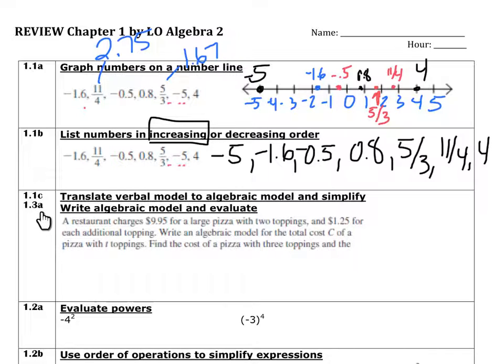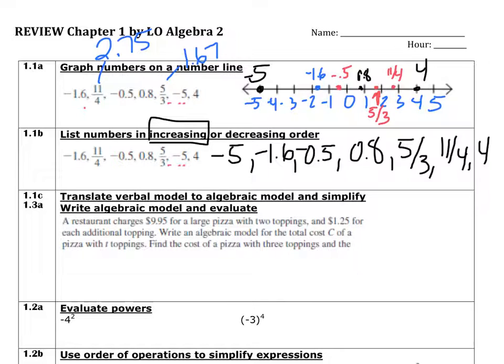1.1c and 1.3a are similar. Translate the verbal model to algebraic model and simplify, or write an algebraic model and evaluate. So here's a scenario. A restaurant charges $9.95 for a large pizza with 2 toppings, and $1.25 for each additional topping. Write an algebraic model for the total cost of a pizza with T number of toppings.